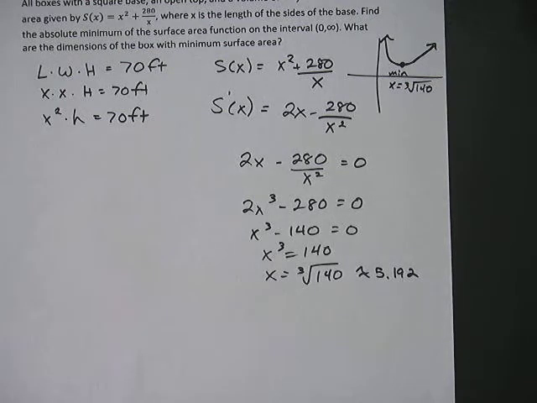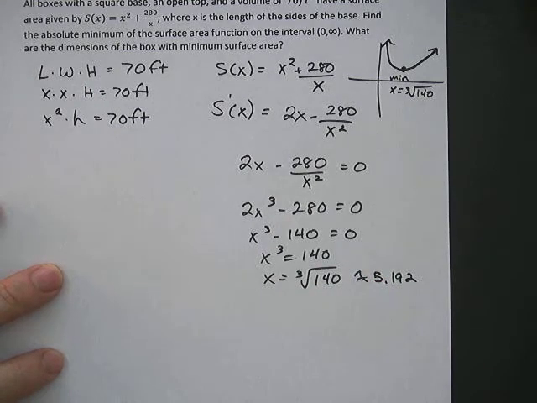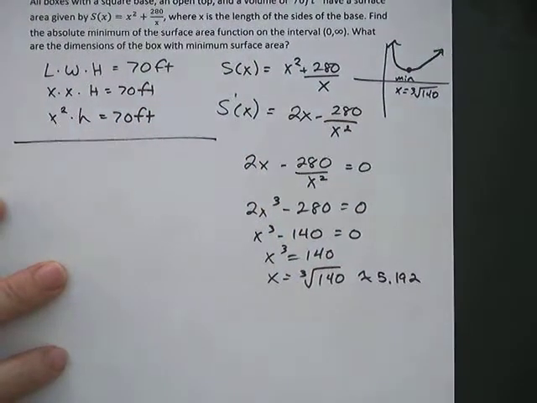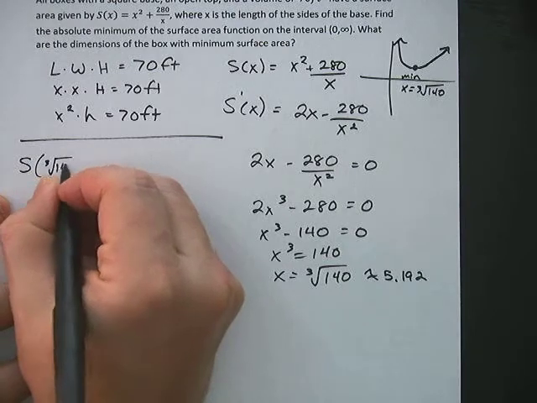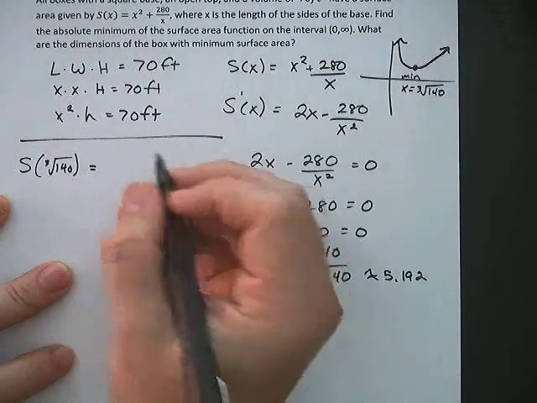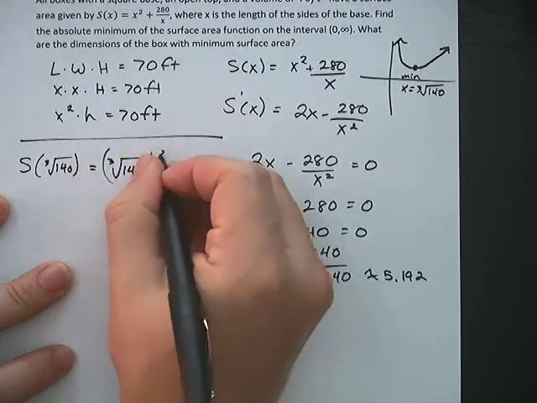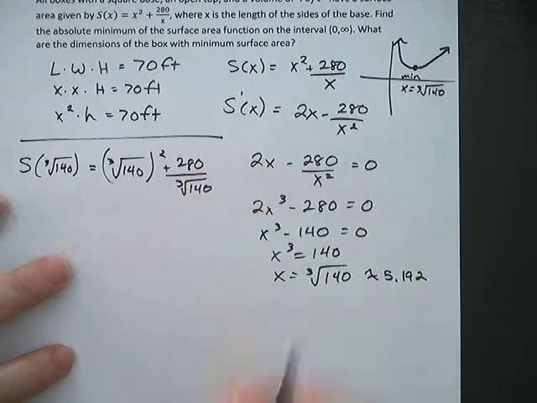So what is the surface area of the box with those dimensions? In order to figure that out, we just plug the cube root of 140 into our original function. So S of the cube root of 140 is equal to the cube root of 140 squared plus 280 over the cube root of 140.